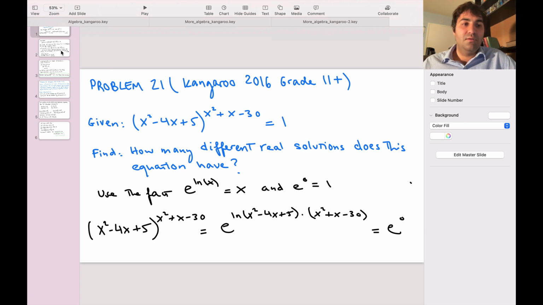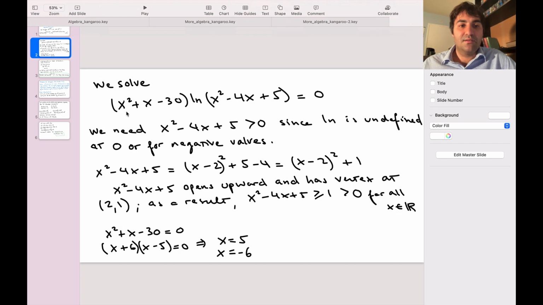So now all we have to do is solve (x² + x − 30) times ln(x² − 4x + 5) equal to 0. Before we do that, we want to check that x² − 4x + 5 is greater than 0, because ln is only defined when its values are bigger than 0. So we can't have this equal to 0 or less than 0.